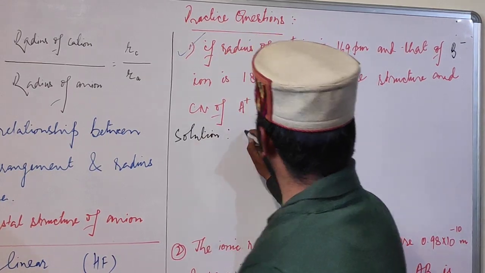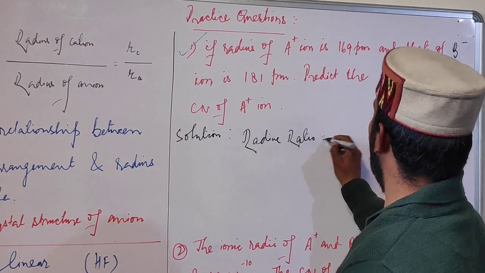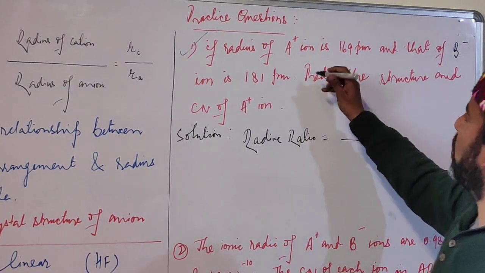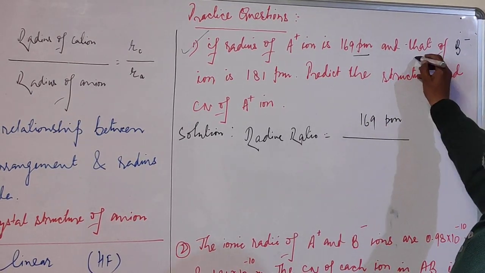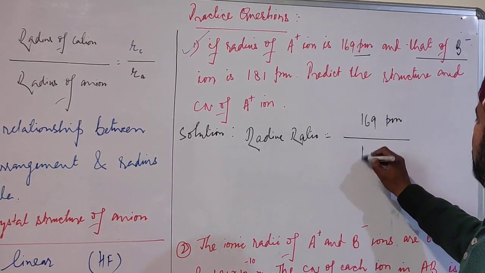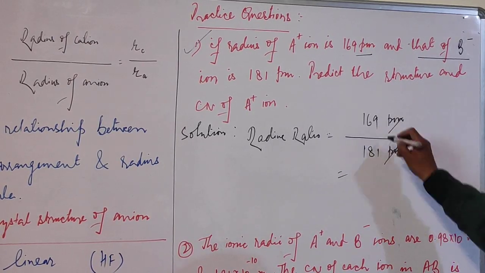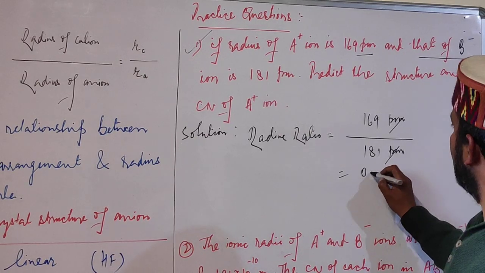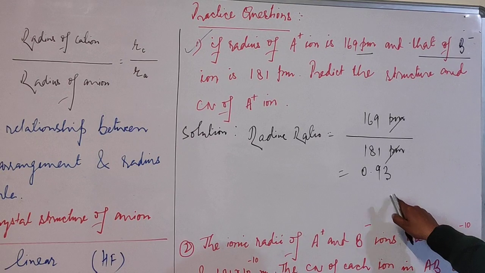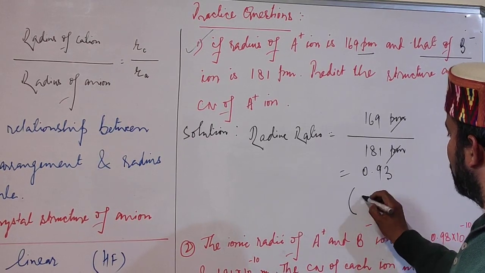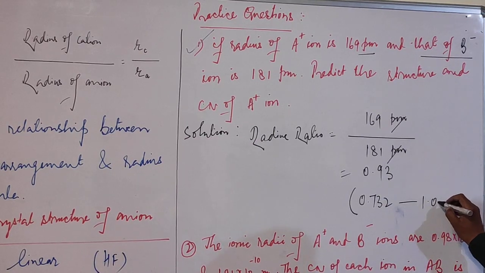We'll find the radius ratio. And what is radius ratio? Radius ratio is the radius of cation to the radius of anion. The radius of cation is 169 picometer and the radius of anion is 181 picometer. Now students, when we solve this, we get approximately 0.93. Now students, see, this value is in the range 0.732 to 1.